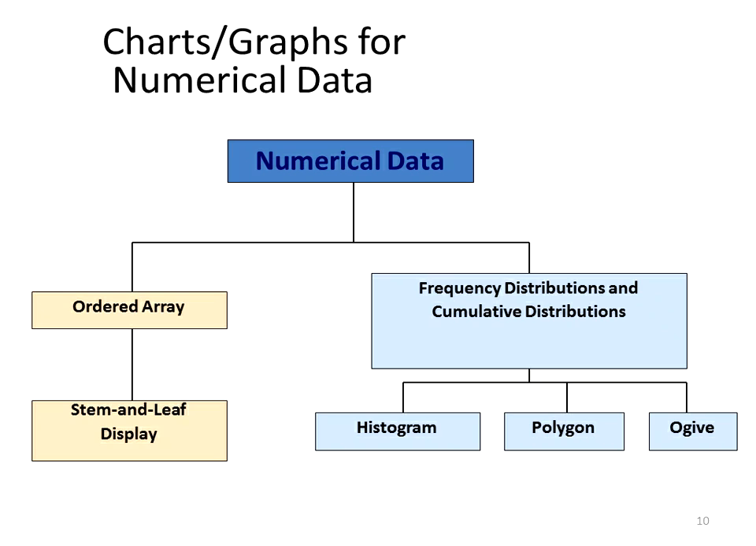Now this is just a summary of the charts for numerical data. For numerical data, we have the ordered array, the frequency distributions, and the cumulative distributions. The ordered array is the stem and leaf display, whereas the frequency distribution and the cumulative distribution are the histogram, polygon, and the ogive.